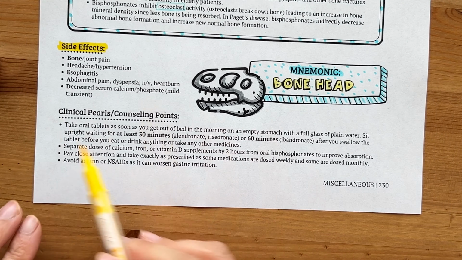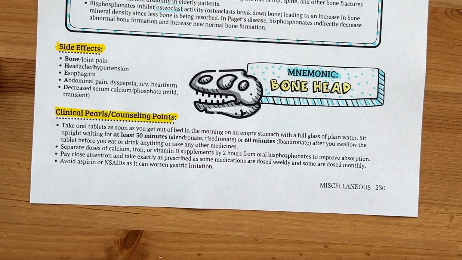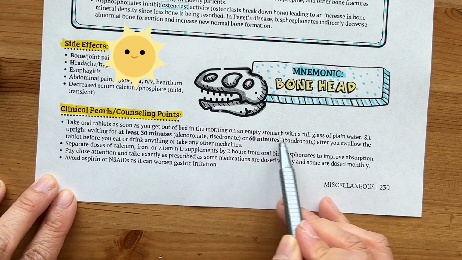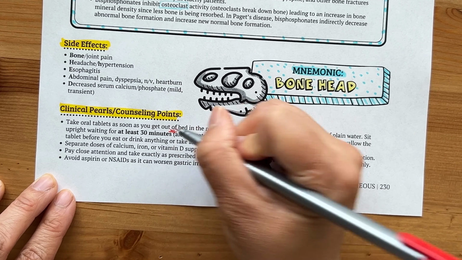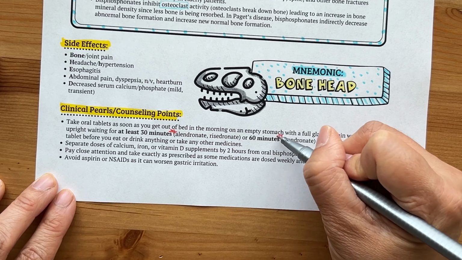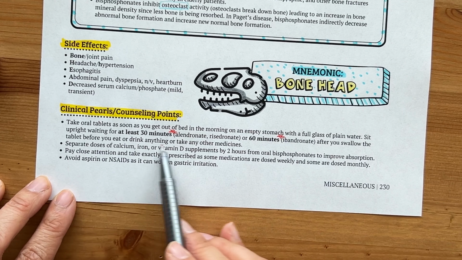Finally, some important counseling points to tell your patients. Patients must take these medications as soon as they get out of bed in the morning on an empty stomach with a full glass of plain water. Sit upright waiting for at least 30 minutes and/or 60 minutes of taking abandronate before eating, drinking, or taking other medicines.